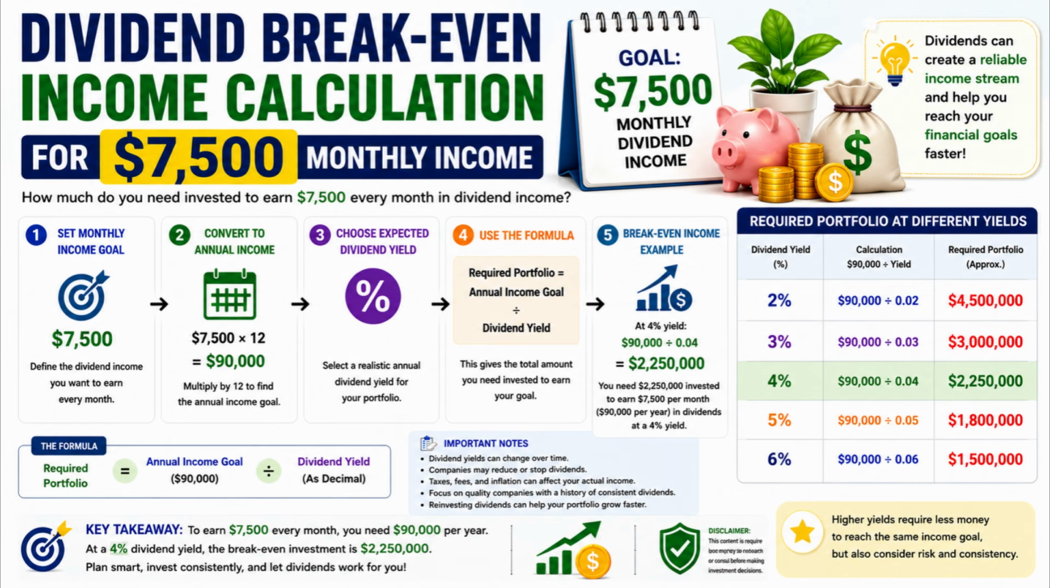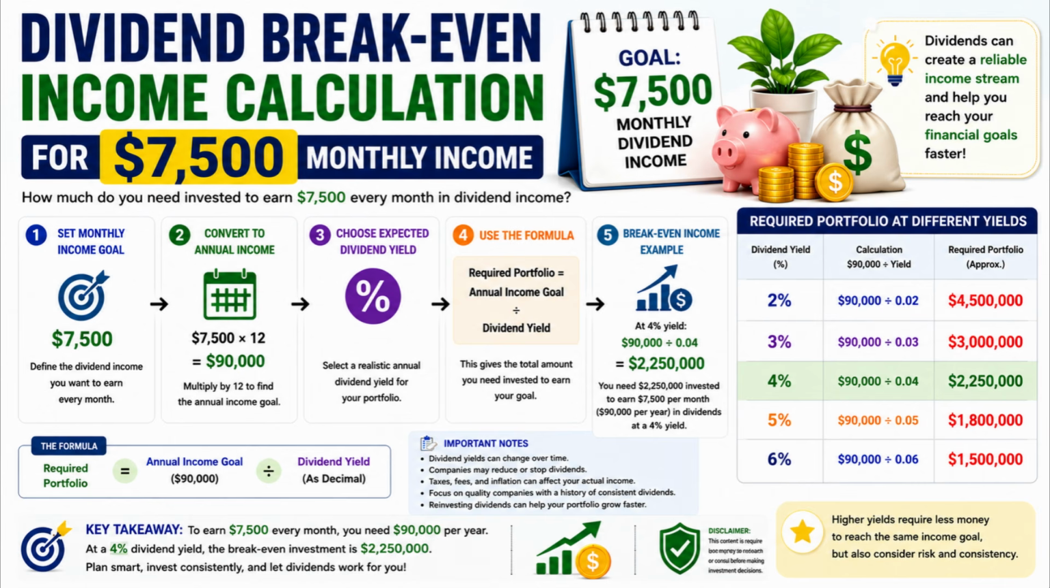Furthermore, investors should focus on quality companies or funds with a strong history of consistent dividends. A reliable dividend strategy is usually built on patience, diversification, and realistic expectations. Also, reinvesting dividends before depending on them for income can help the portfolio grow faster. When dividends are used to buy more shares, those additional shares may produce more dividend income in the future.